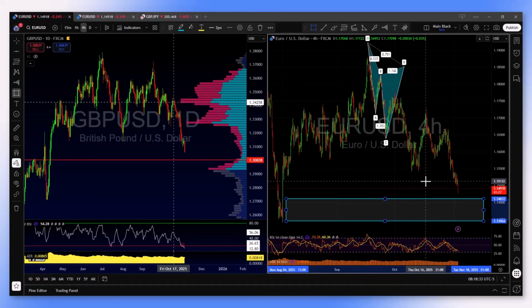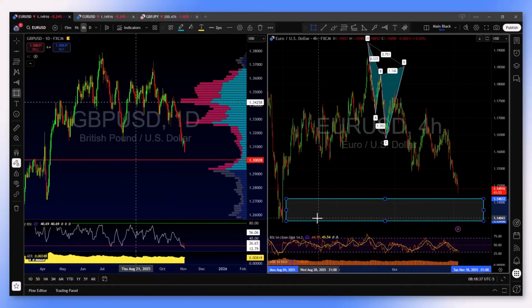Yes, structure. Where is price action, right? On the right, euro dollar, we have a clear and obvious level of structure down here, do we not? And what type of structure level is this?